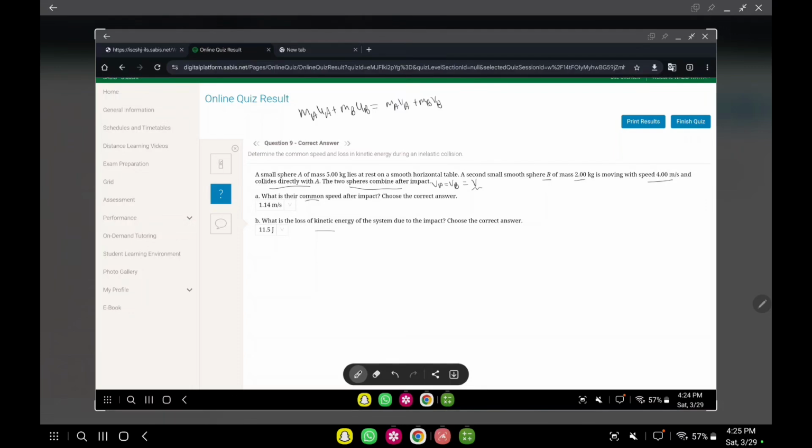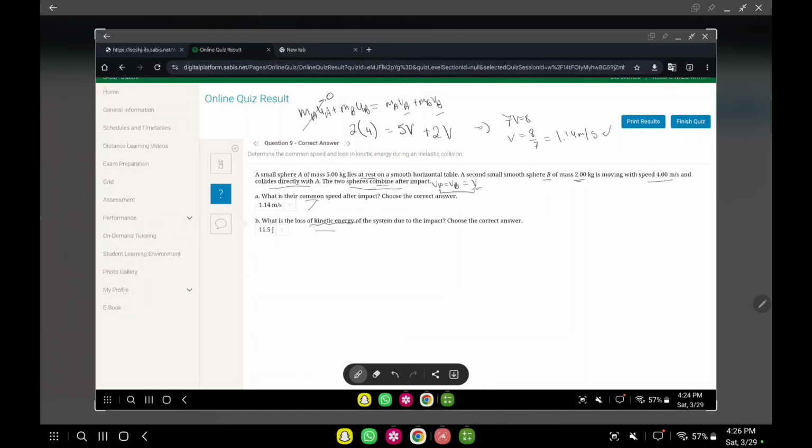Anyways, initially sphere A was at rest, so we're going to cancel out its initial momentum, since its initial velocity was 0. MBUB, mass 2 kilograms times its initial speed 4, equals MA, which is 5, times V, plus mass B, which is 2, times its final speed V. Why did I replace them with V? Because we said that they combine after impact, so they move as one and have the same velocity. So you get 7V is equal to 8, so V is equal to 8 over 7, which is 1.14 meters per second.